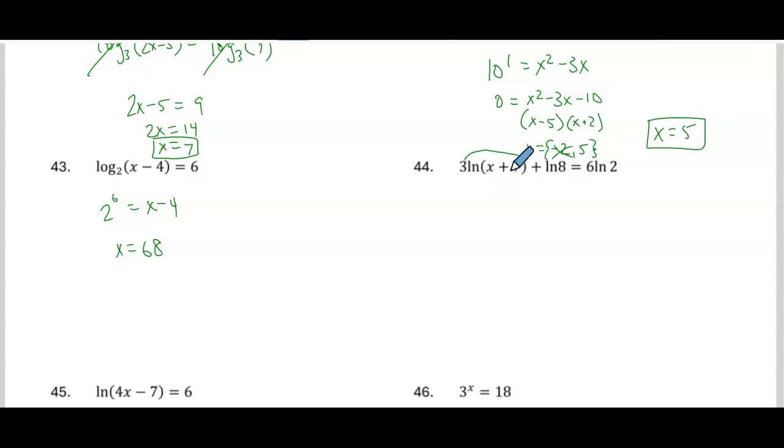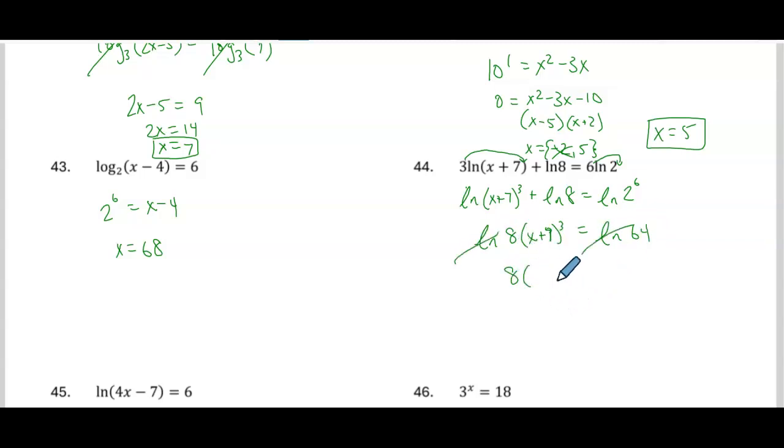Okay, so this is x plus 7 cubed. And this is still 8. And this 6 comes up, and I have ln of 2 to the 6th. Okay, so if I multiply here, what I would have is a natural log of 8 times x plus 7 cubed. And over here, 2 to the 6 is 64. Okay, well, one natural log on each side, let's cross them out.